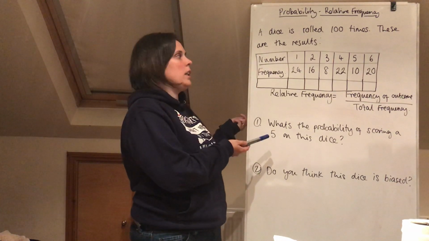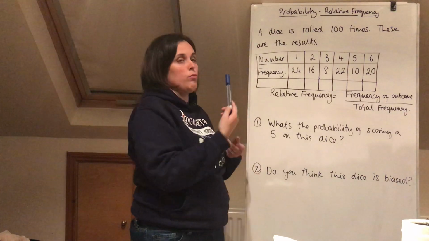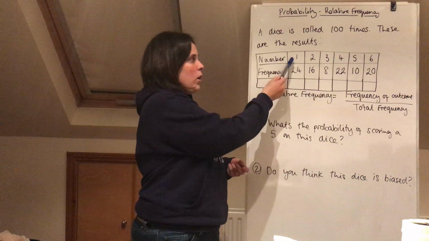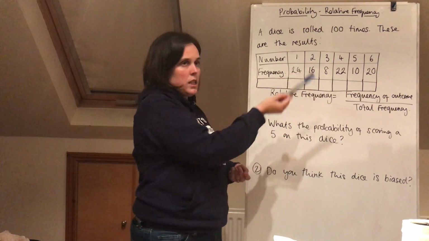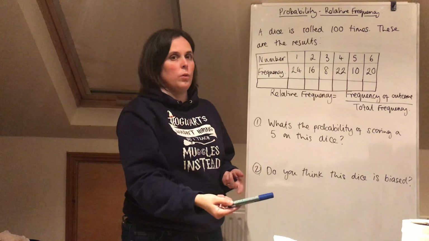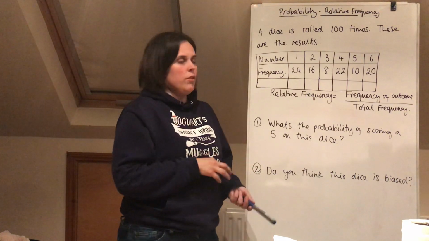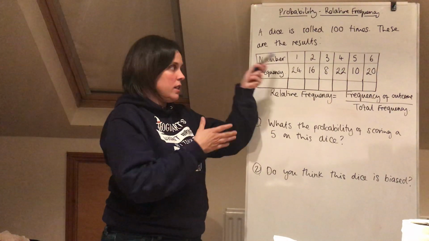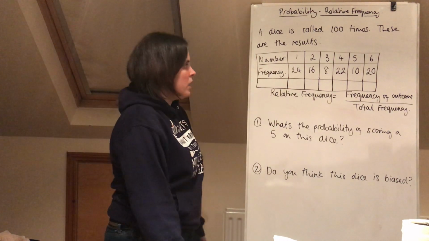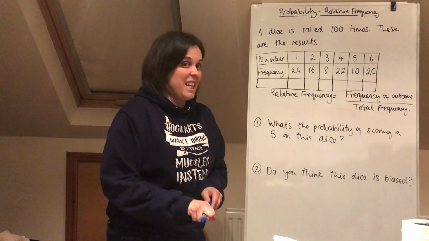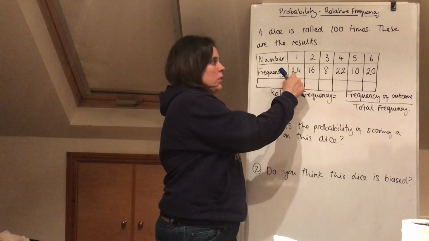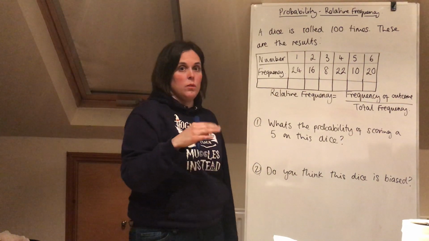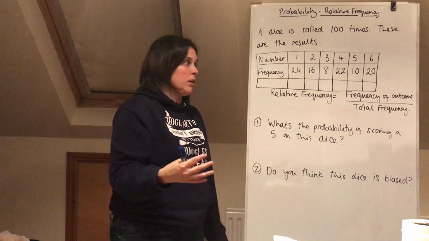In this particular case, we've got a dice and we've rolled it 100 times, and these are the results. A 1 occurred 24 times, we've got a 2 16 times, a 3 8 times, and so on. Relative frequency is really just the word we use to calculate a probability using this information. The relative frequency is the frequency for each particular outcome divided by the total frequency, in other words the total number of times the experiment was carried out.